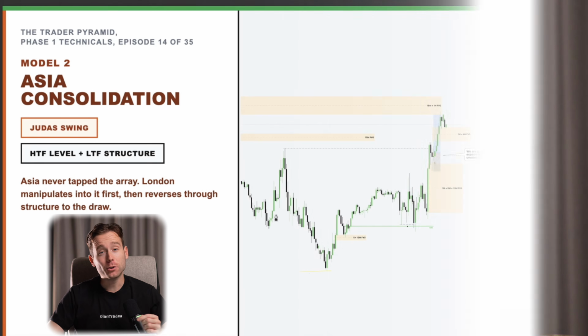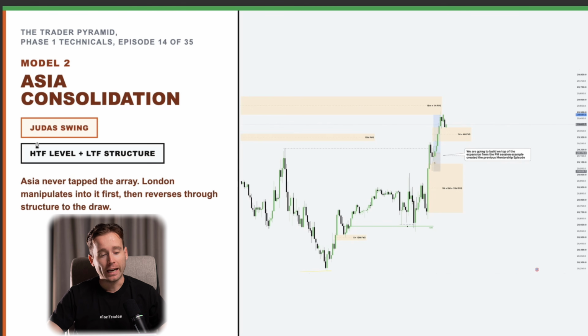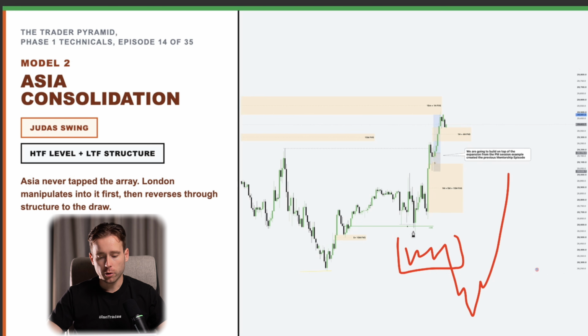This Asia expansion model is a very strong entry model, but what if Asia doesn't expand? What if Asia just consolidates, just trades around and nothing happens in Asia? How to approach that situation? There's where the Asia consolidation model comes in, and it's also known as the classic Judas swing, where there's an accumulation, manipulation, distribution, the power of 3, where Asia accumulates, London manipulates, and then starts distribution.